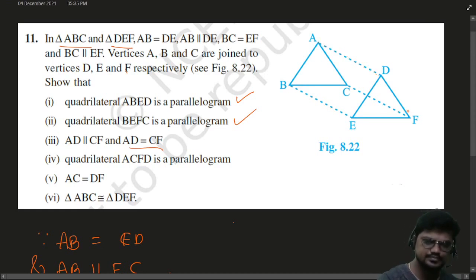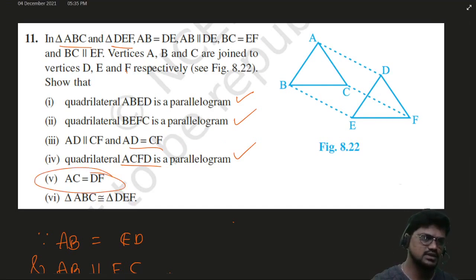Okay. After that, quadrilateral ACFD is a parallelogram, because of this condition: if opposite sides are parallel and equal, then the quadrilateral is a parallelogram. So this is also proved. How will you prove AC equals DF? Yes, Ritika, can you please tell how you can prove AC equals DF?